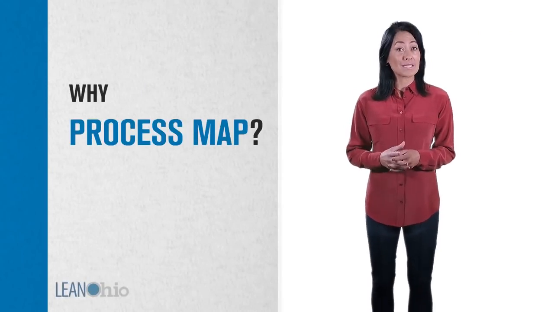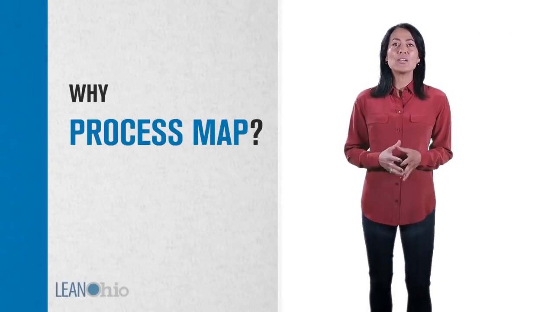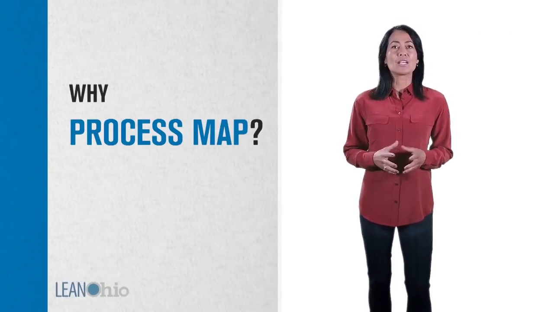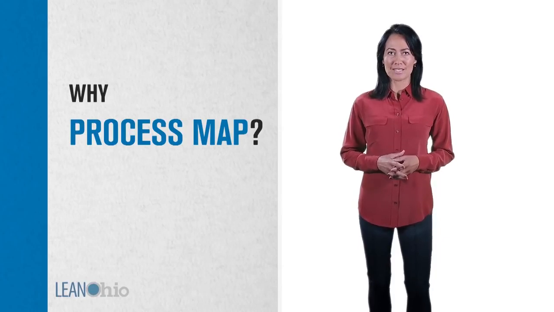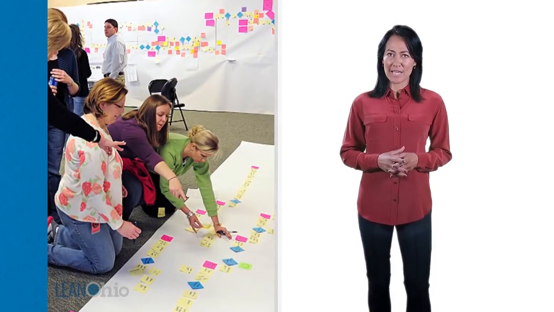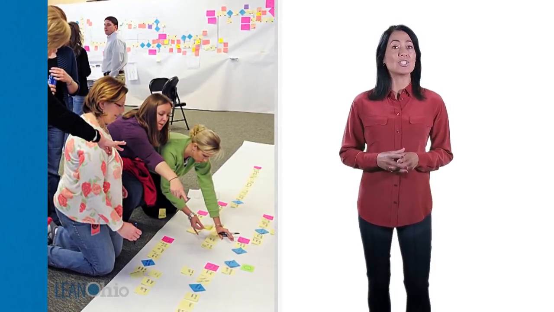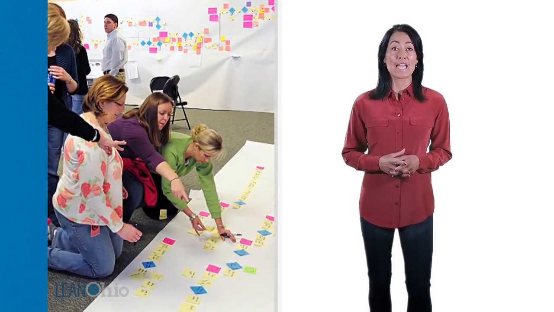So why should we process map? It allows us to look at a process, understand it, and identify inefficiencies and waste so that we can begin to take steps to improve the process. Mapping all of the steps of a process and identifying the job function that completes each step allows us to identify areas for improvement. Process mapping is bold and visual, helping to make the process visible.